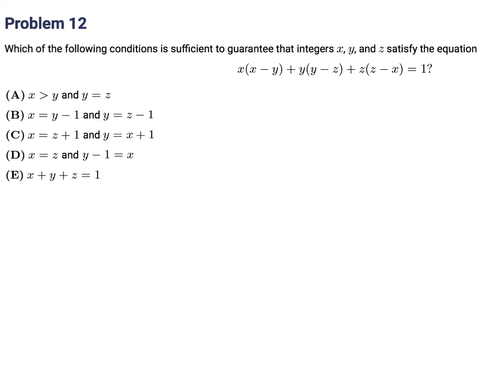Problem number 12. Which of the following conditions is sufficient to guarantee that x, y, and z satisfy this equation? This equation right here, I think we're going to need to manipulate it. So, let's see here. First, let's expand it out here. X squared minus xy plus y squared minus yz plus z squared minus xz is equal to 1.